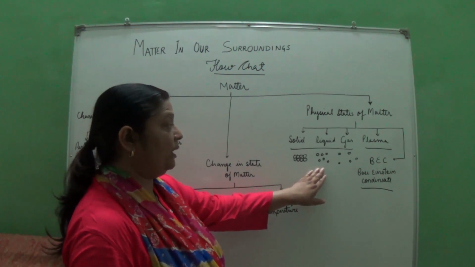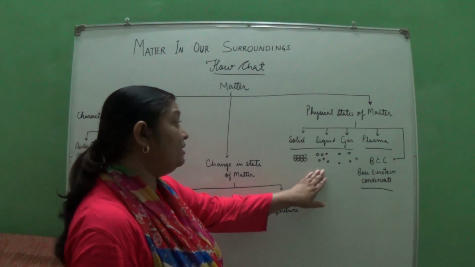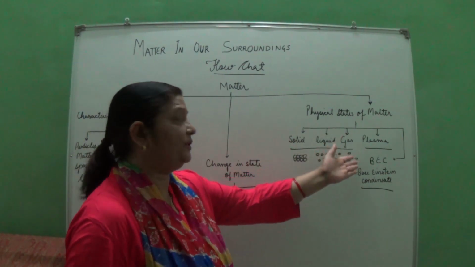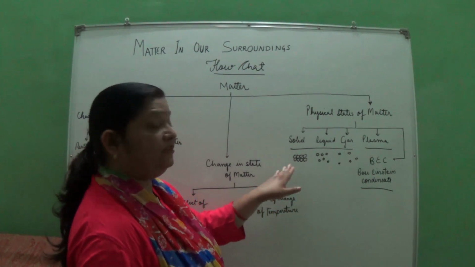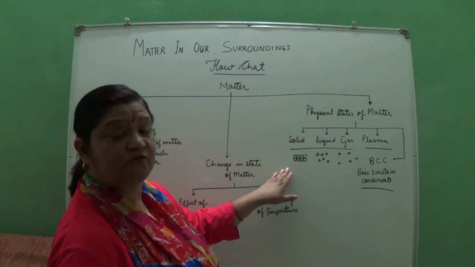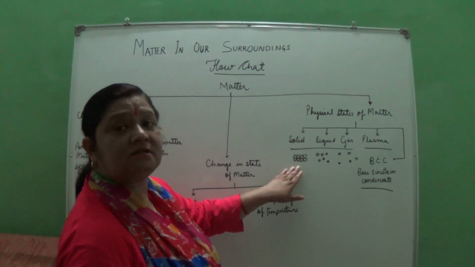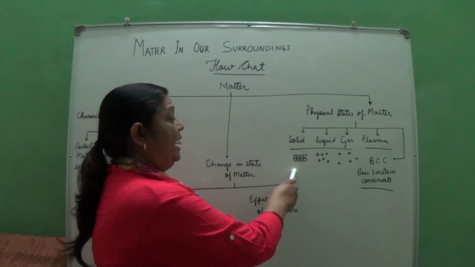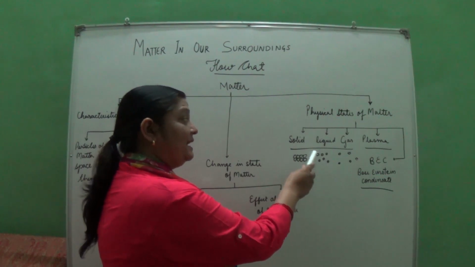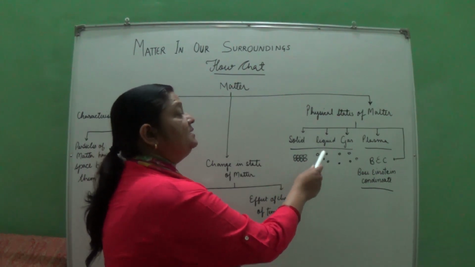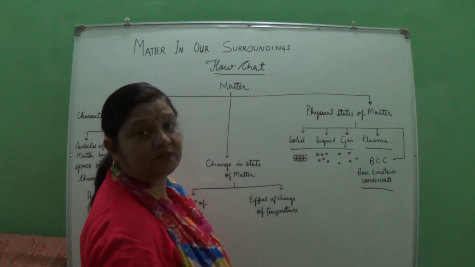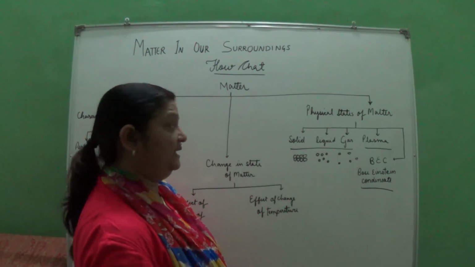In the case of liquid, interparticle space is more as compared to the solid, and in gases it is more compared to the liquid. So when we talk about the interparticle forces, interparticle forces are more in the case of what? The solid, and liquid has less than what? Solid, and gases it is too less. Why? Because the interparticle space is the most in the case of gases.